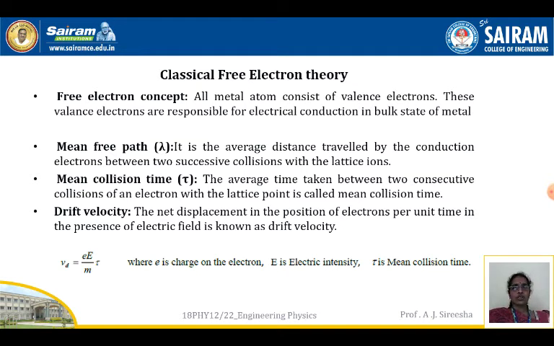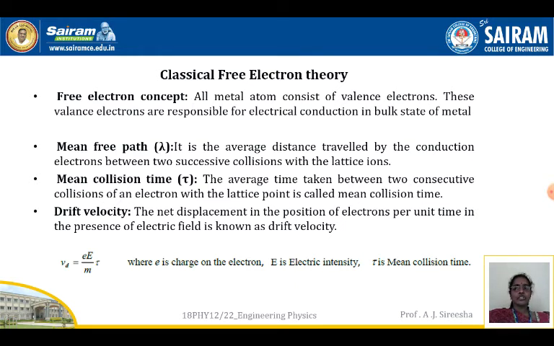These valence electrons are responsible for the electrical conduction in the bulk state of a metal. What is mean free path, which is denoted by lambda? It is the average distance travelled by the conduction electrons between two successive collisions with the lattice ions. That means between two successive collisions, the average distance travelled by an electron is defined as mean free path, denoted by lambda.